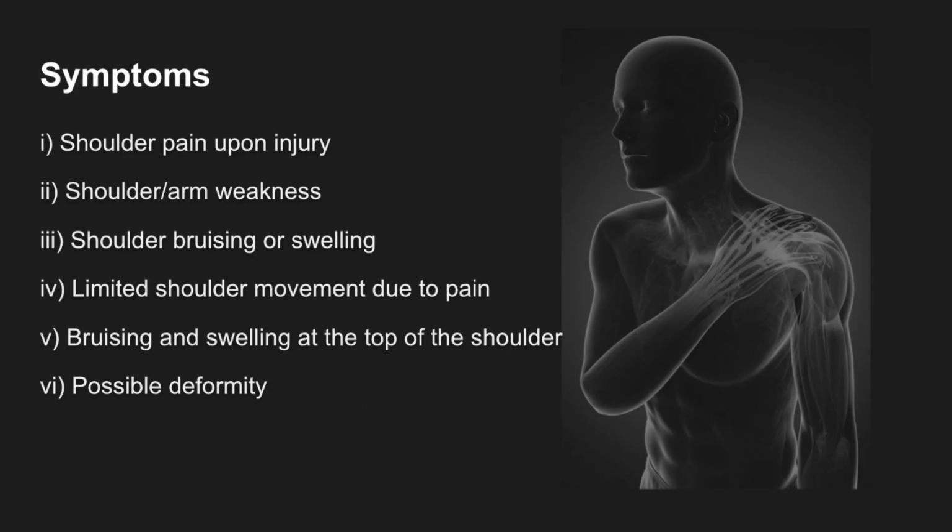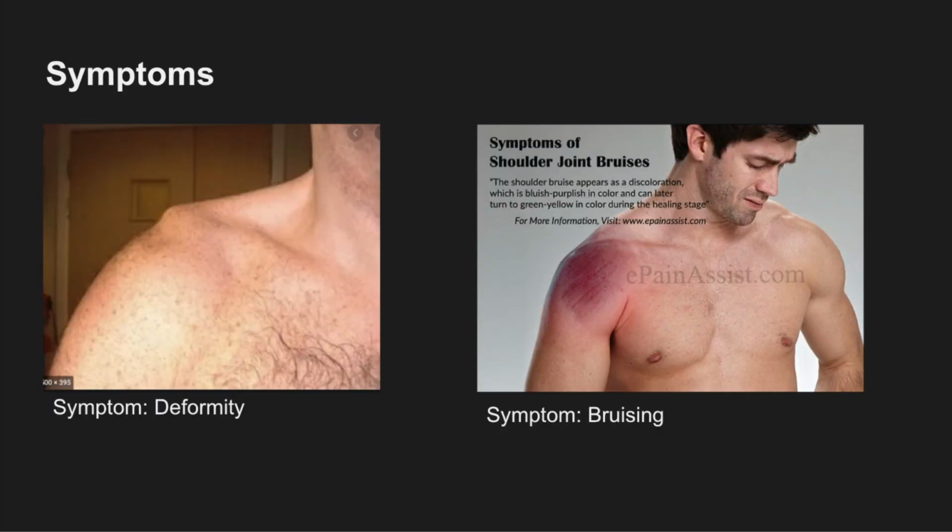As for the symptoms one might feel after sustaining an AC joint injury, they often include shoulder pain upon injury, shoulder or arm weakness, limited shoulder movement due to pain, bruising or swelling at the top of the shoulder, and also possible deformity. In these two images, you can get a visual idea of just exactly what the symptoms look like. So on the left, you can see deformity. There's a small point at the top of the shoulder that doesn't look natural and often indicates a shoulder separation. While on the right, you can see the bruising as it causes a purplish discoloration upon the shoulder, which is often a red flag.